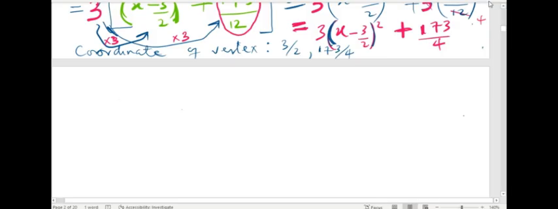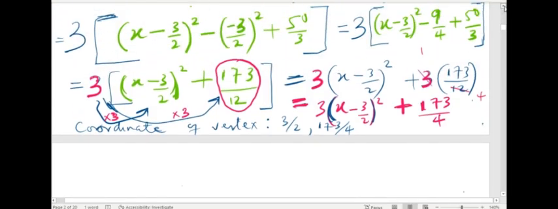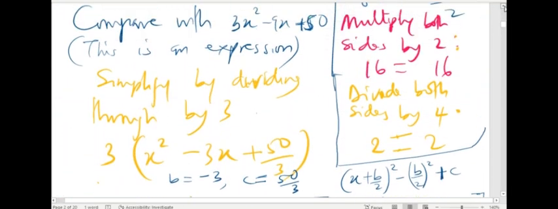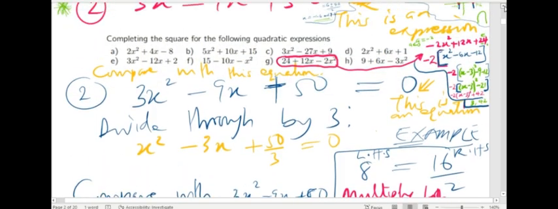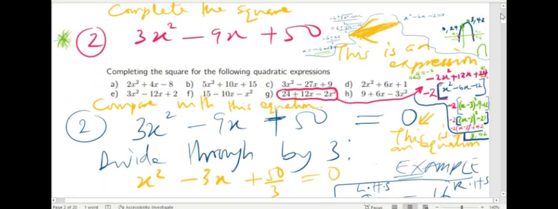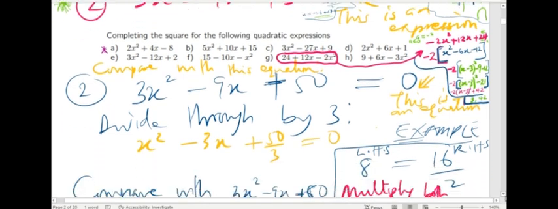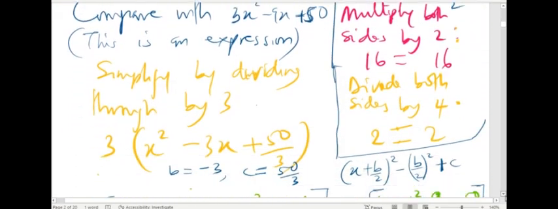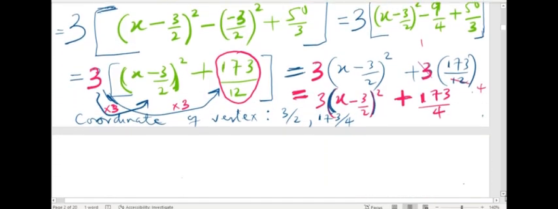There's an alternative method we can use to solve completing the square, or complete the square, for quadratic expressions. Let's use this number, 2x squared plus 4x minus 8, as an example.